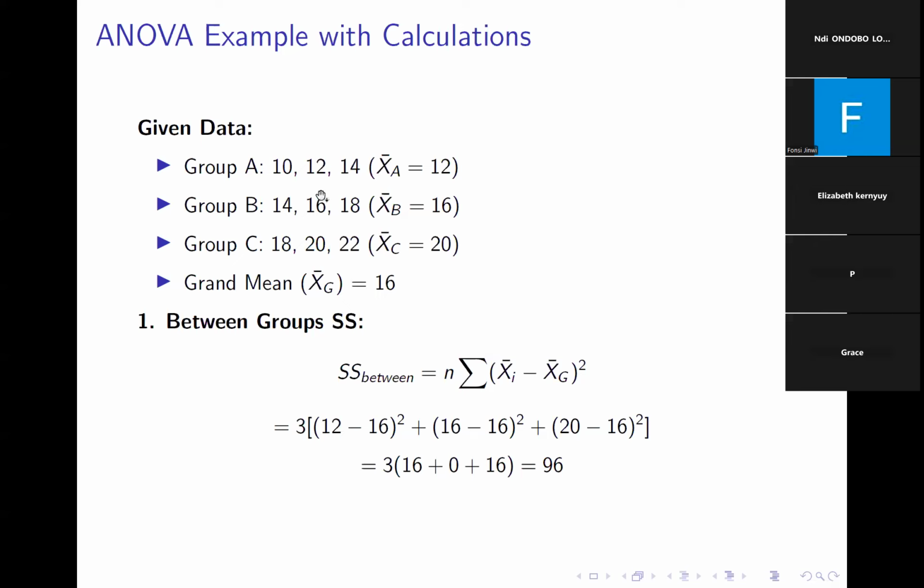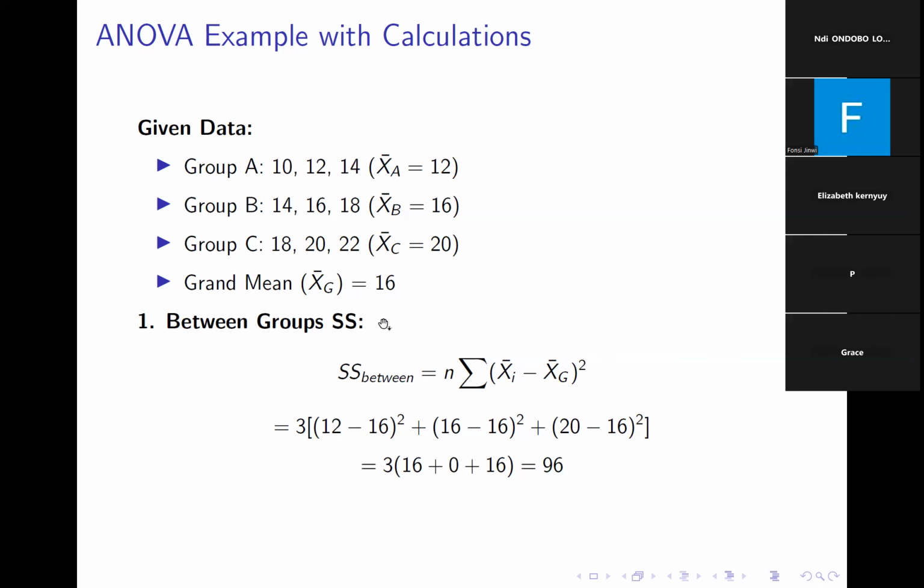So if you have group 1 with 10, 12, and 14 as your measure of whatever, this is just a generic abstract example. And you have group 2 and group 3 as well. What you can see here is that if you calculate the average of group 1, it will be 12. The average of group 2 will be 16, and group 3 will be 20. Now, if you calculate the average of the 3 groups, the group average, it will give you 16. So first we calculate the average of each group, and then we calculate the mean of the 3 groups.